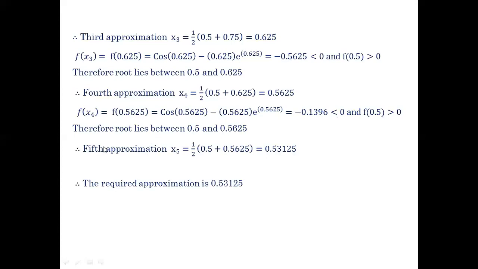Therefore, the required fifth approximation x5 equals 1 by 2 into 0.5 plus 0.5625, which is equal to 0.53125. Therefore, the required approximation is 0.53125. The question is asking for 5 iterations, that is 5 steps, so 5 stages. The required fifth approximation is 0.53125.